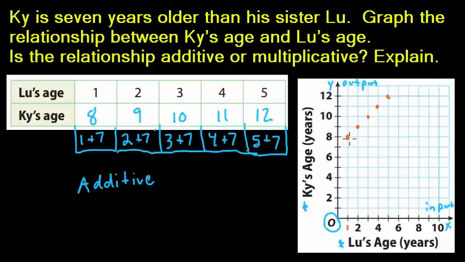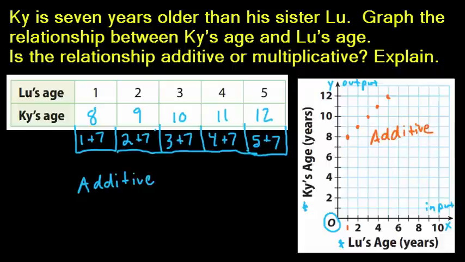Now look how evenly spaced the dots are. Look how they go in a straight line right here. Look how there's no gaps between them. And look how it doesn't increase by much. It increases by 1 each time. So increase by 1, increase by 1, increase by 1. This is what an additive graph would look like.